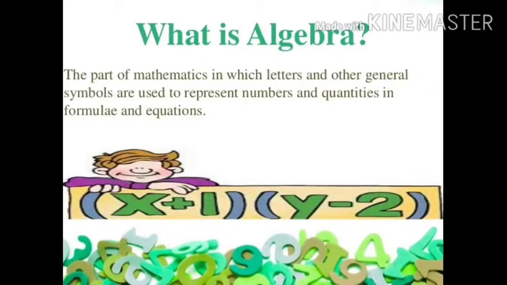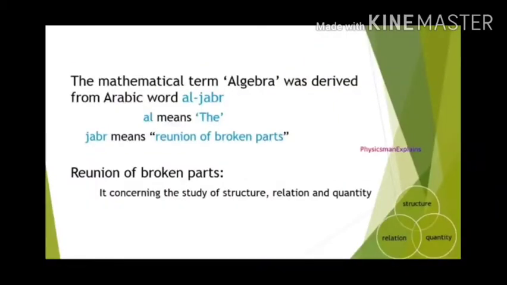Students, as I said before, algebra is a part of mathematics in which letters and other general symbols are used to represent numbers and quantities in formulas and equations. The mathematical term algebra was derived from the Arabic word al-jabr. Al means the, jabr means reunion of broken parts. It is the study of structure, relation and quantity. So all together we call it algebra.